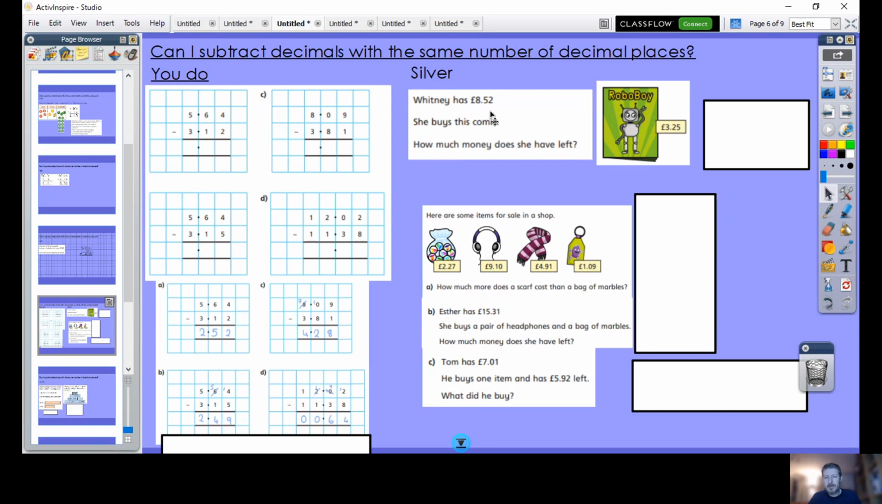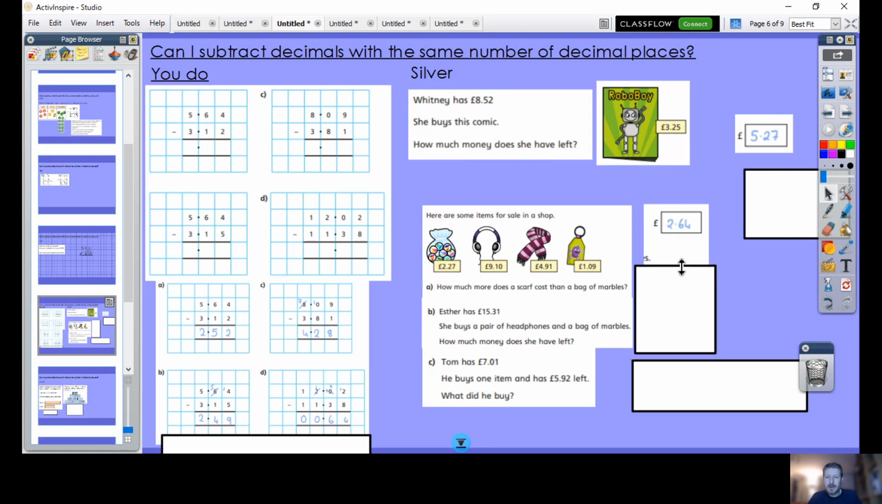So Whitney has £8.52. She buys the comic, which is £3.25. How much does she have left? So you're going to have subtracted those two numbers, which hopefully gave you £5.27. So we've got some items in a shop. How much more does a scarf cost than a bag of marbles? So you needed to have subtracted those two numbers to find out that one, which hopefully got £2.64.